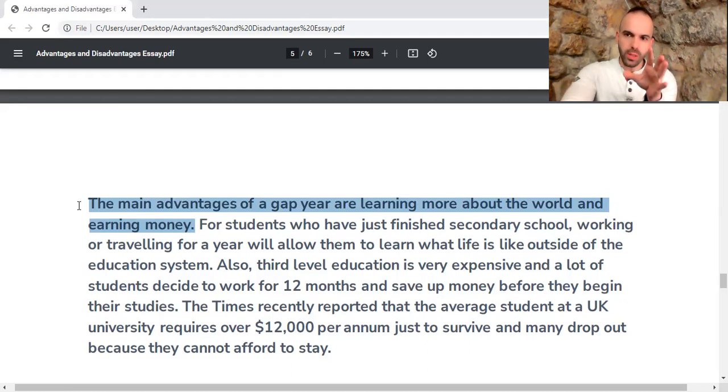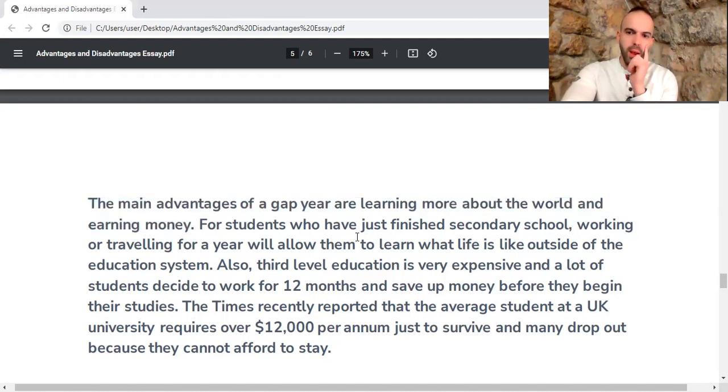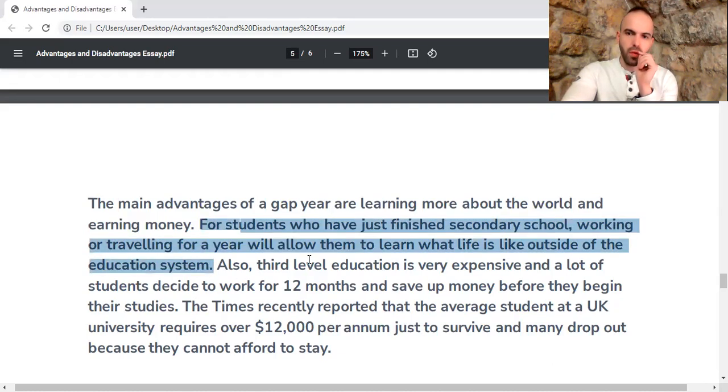As I told you, you can do this in the first essay structure. So for the students who have just finished secondary school, working or traveling for a year will allow them to learn what life is like outside of the education system. So that's the first explanation of learning more about the world.